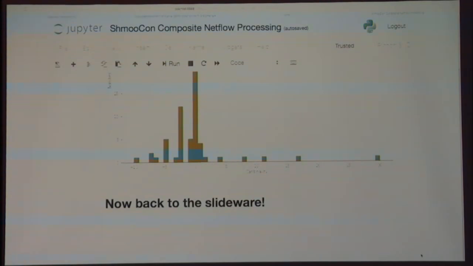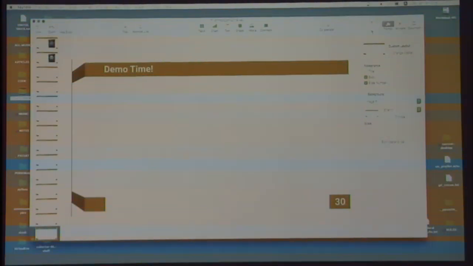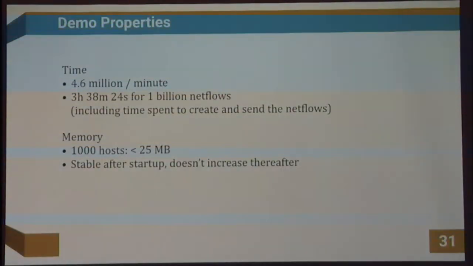Now, first I want to talk about the demo properties. It does about 4.6 million NetFlows a minute. I ran it with over a billion NetFlows. It took 3 hours and 38 minutes and 24 seconds, which is a little long for a talk. But it did them all. It never allocated more memory, with approximately the same speed as anything else. The memory also stabilized very early on and never increased.